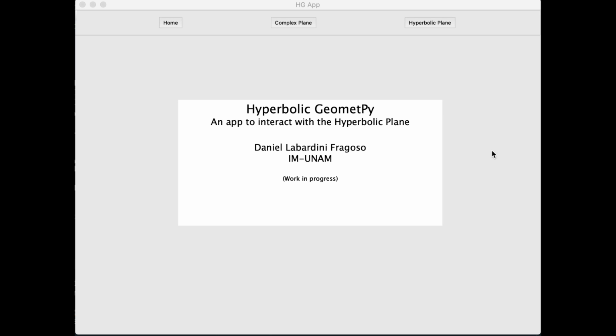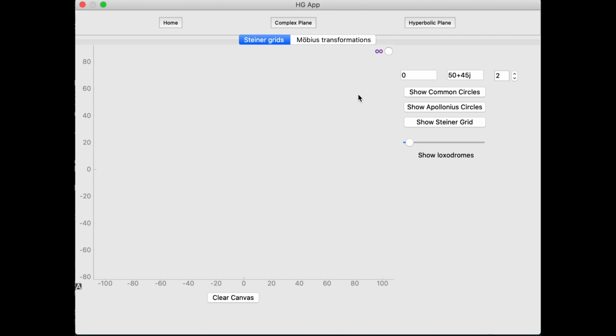So I'm going to show you how some of them look. I'm going to take the point 0 in C bar and the point 50 plus 45 j in C bar, where j is actually the complex number i, and then I'm going to draw some loxodromes. There you can see one loxodrome.